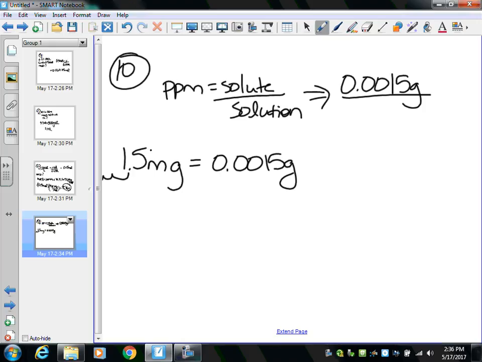So then a solution, definition-wise, what is a solution? Everything mixed together. So my solute and solvent together, right? So what values am I going to have to add together then? So for my people that weren't here this morning, does that make sense? Adding those two together.